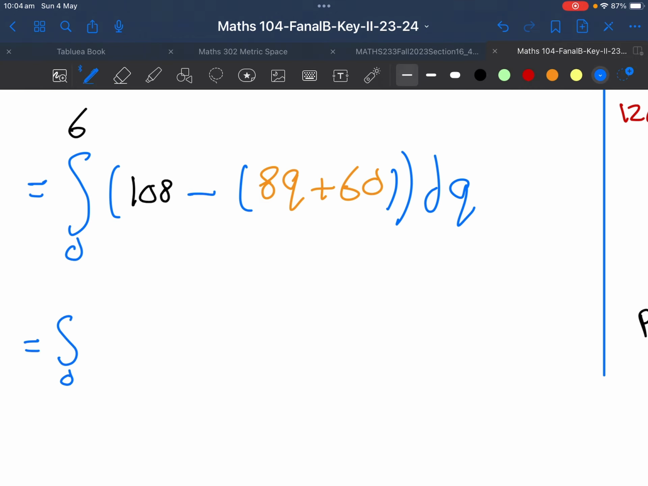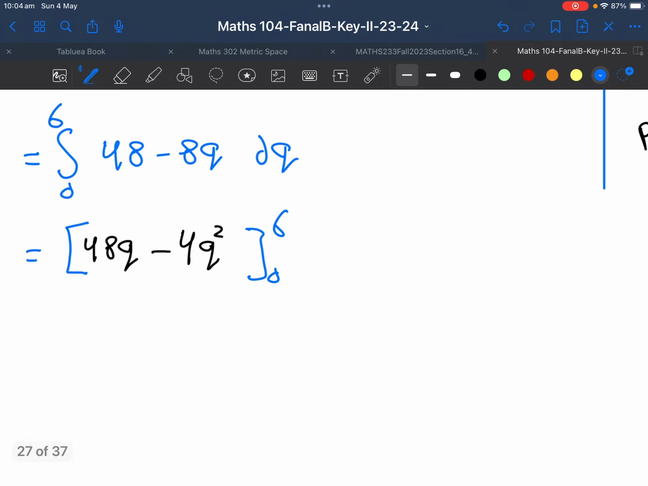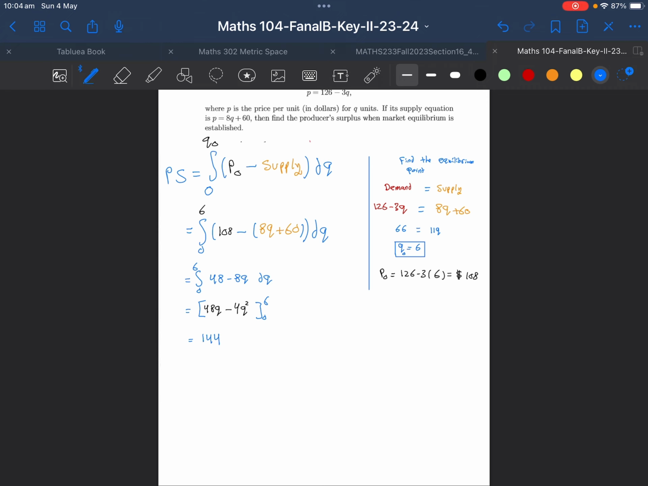Now this is just an integral we need to do, which will be just 108 minus 60, that's 48, minus 8q dq. Now this is just an integral that we all know how to solve. All you need to do is add q to 48, and this one will be q squared, and then we add just 4. Now with your calculator, just substitute 6 and then substitute 0. The final answer will be 144, and that's the producer surplus.